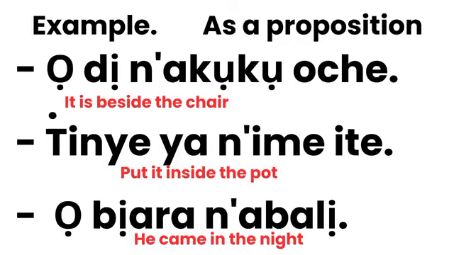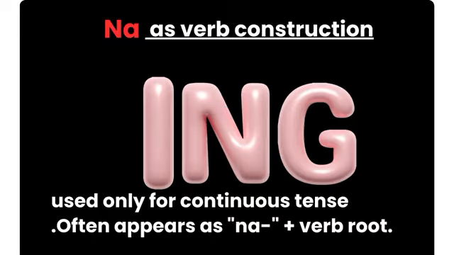And the last example, ọ bịara n'abalị. So this is stating a time. Here is not a location but a time. But na is there as in or at, any which one. Hope you understand how na works in Igbo as preposition. The next one we're going to see is how na is working as verbal construction, just like your English ing, making a verb present continuous.